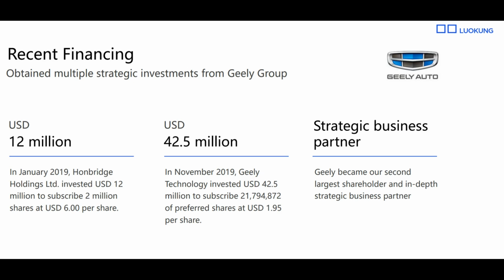And that's why I think, guys, that Luokung Technology might be on the right path, because here's a proof. In 2019, Hornbridge Holdings Limited invested $12 million to subscribe 2 million shares at $6 per share. And that's not it. In November 2019, in the same year, Geely Technology invested $42.5 million to subscribe for 21 million shares at $1.95 per share. And apart from that, Geely Auto also decided to become their strategic business partner and was the second largest shareholder and in-depth strategic business partner.